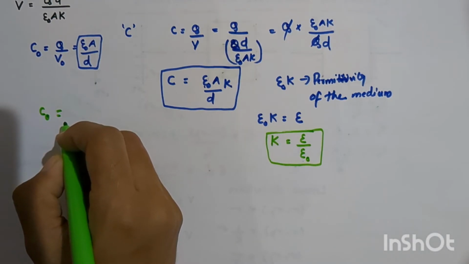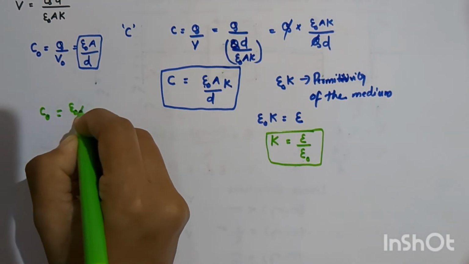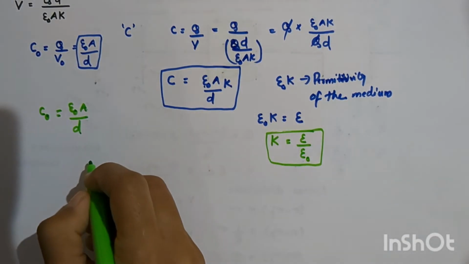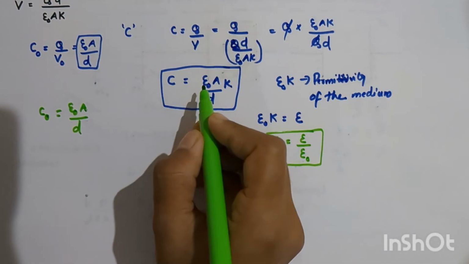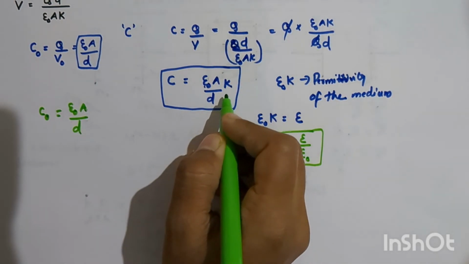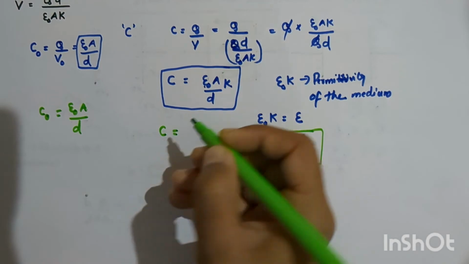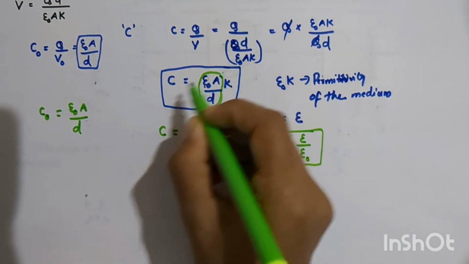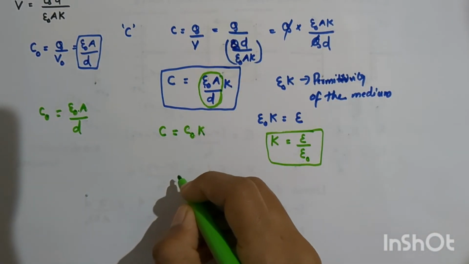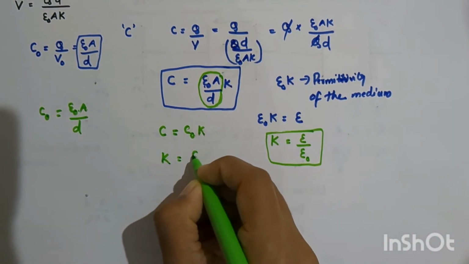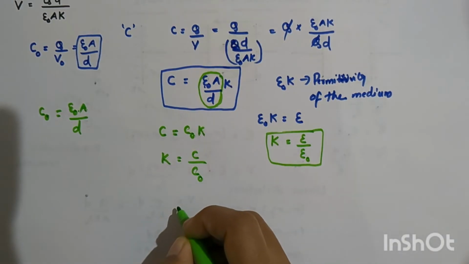Now we have C0, which is the capacitance of the parallel plate capacitor when there is no dielectric present between them, as epsilon 0 A divided by D. Now when there is a dielectric present in between the two plates, the capacitance is epsilon 0 A by D into K. So this can be written as C is equal to C0 into K, since epsilon 0 A by D is C0. Or we can write K is equal to C by C0.